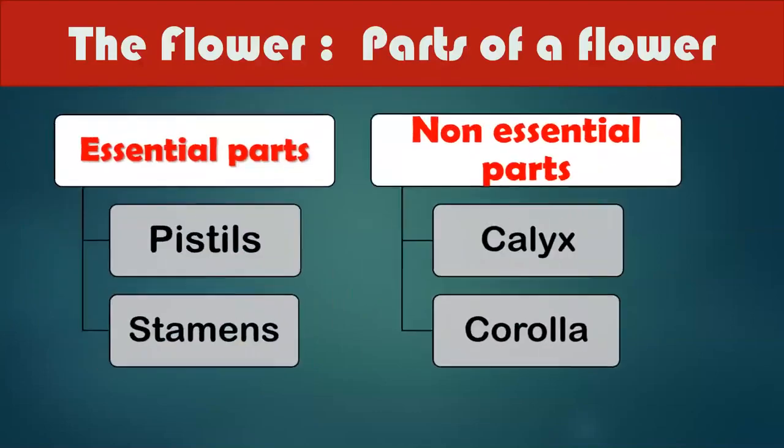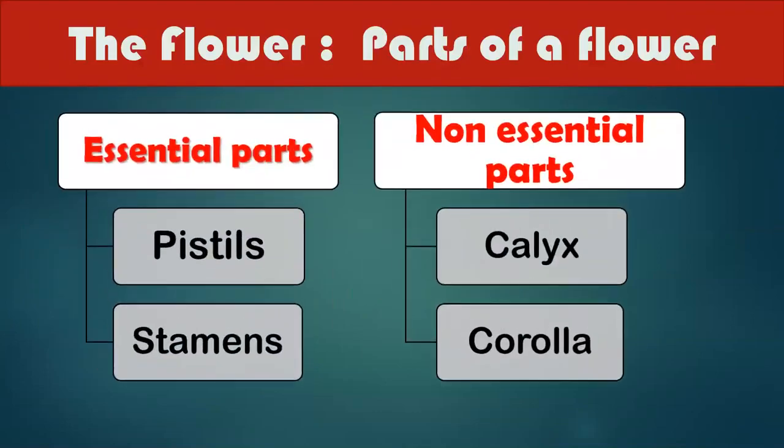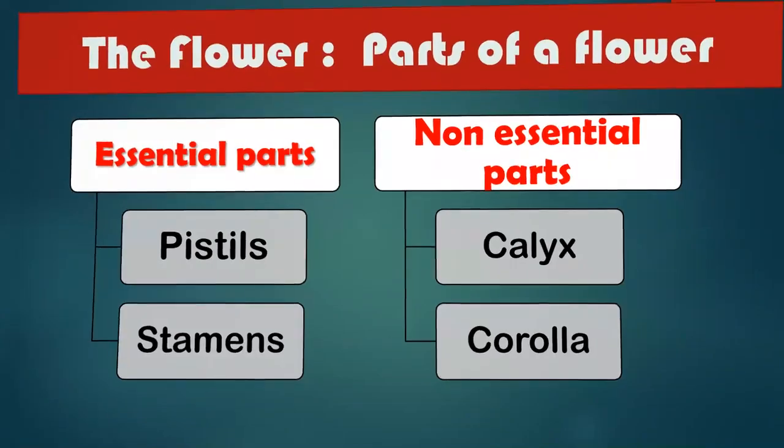The essential parts consist of pistils and stamens. If the essential parts are not present, then the plant won't be able to reproduce. The collection of pistils is also called gynoecium, whereas the collection of stamens is called androecium. Non-essential parts consist of calyx and corolla. Now, let's know a little more about pistil and stamen.